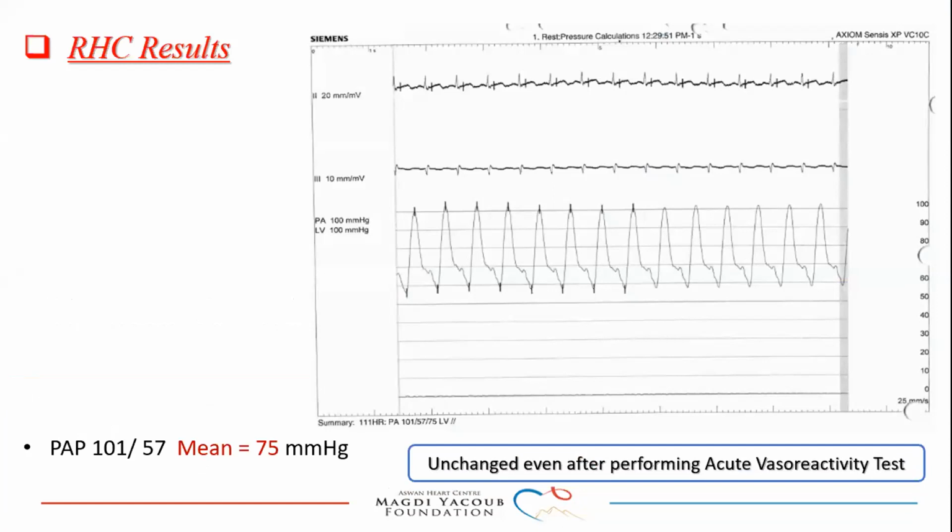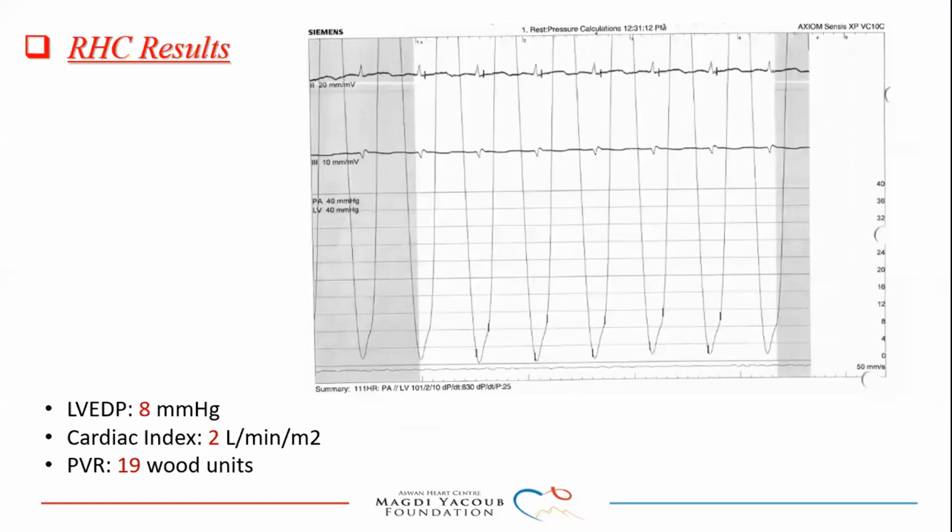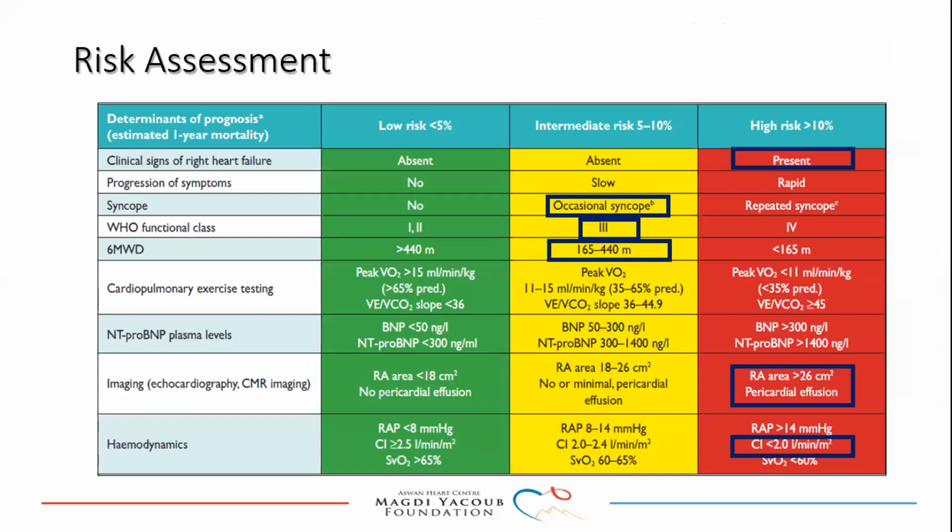So his right heart cath results showed a mean pulmonary artery pressure of 75 millimeters mercury, which remained unchanged even after performing the acute vasoreactivity test, with LVEDP 8 millimeters mercury and cardiac index 2. Now the next step is risk stratification.